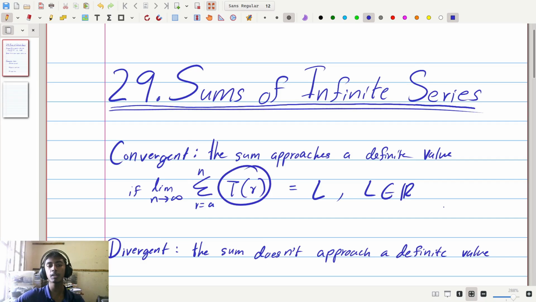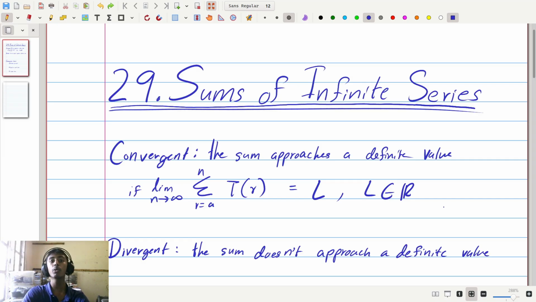For each of those terms, it's going to evaluate t of r, so it's going to be t of a plus t of a plus 1 plus t of a plus 2 and so on up to infinity, and if that total sum is equal to L, where L is some element of the real numbers, then we can say that the series overall is convergent. This of course rules out the possibility of having an infinite value, since if L was infinite, it would not be an element of the real numbers.